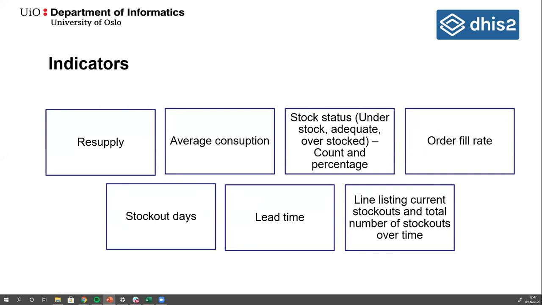You can also do stuff like stock status. So I want to say the facilities that are understocked, adequately stocked, or overstocked, and you want to count these or have a percentage of each. Order fill rates: how much did they ask for versus how much did they actually receive? The number of stockout days, and lead time, which is the amount of time between when a facility needs a drug to when they actually receive the drug. And depending upon how you configure DHIS2, we are also able to do line listing of something like current stockouts or the total number of stockouts over time. So we can say, where are those facilities today that have a stockout of some drug? We can do that kind of analytics and calculation in DHIS2 now.